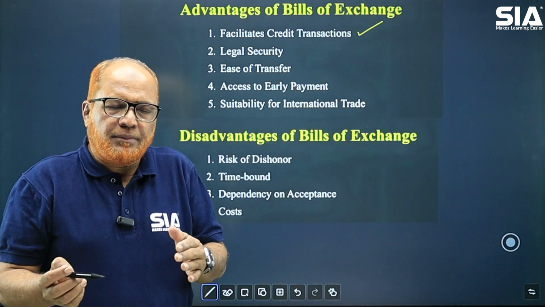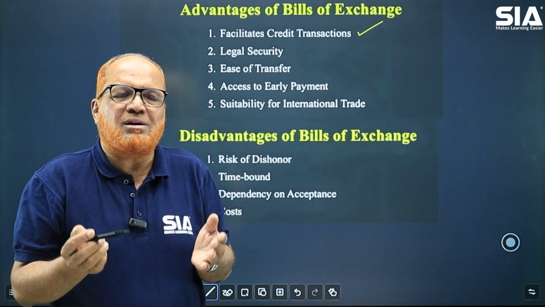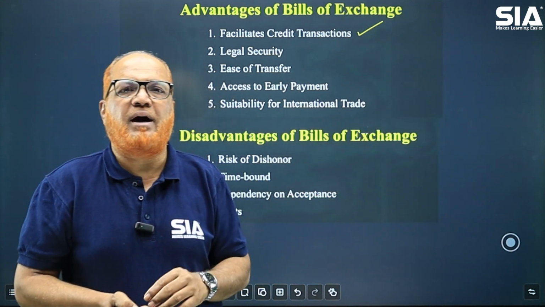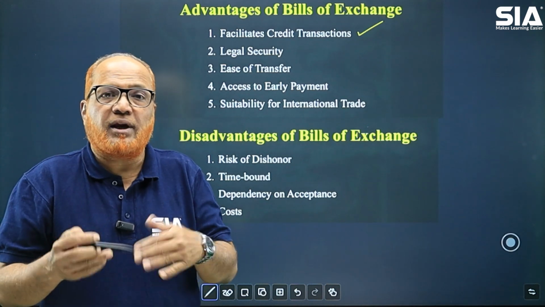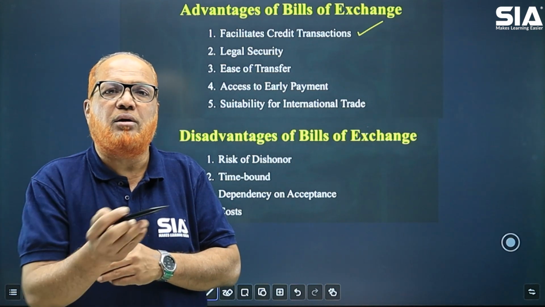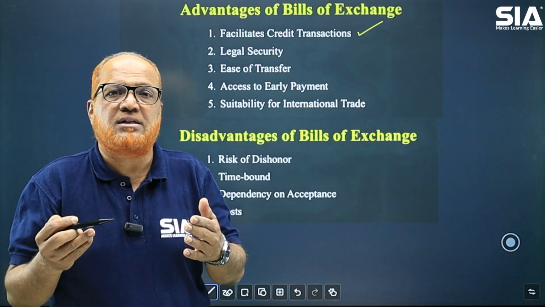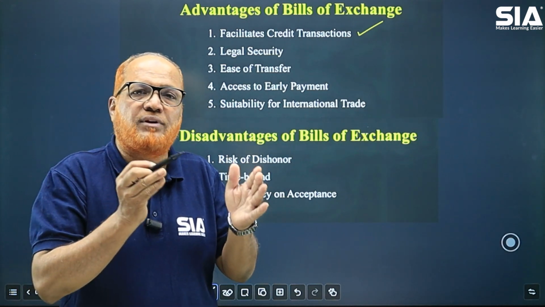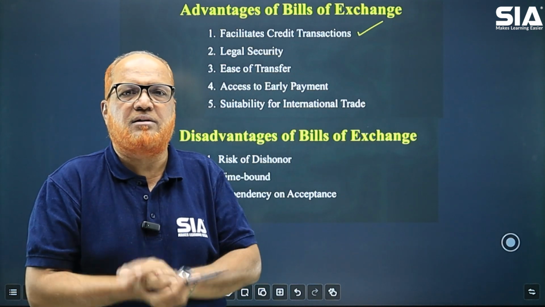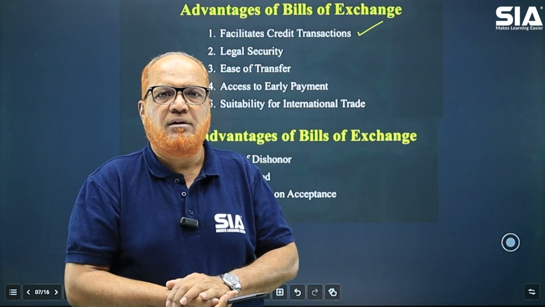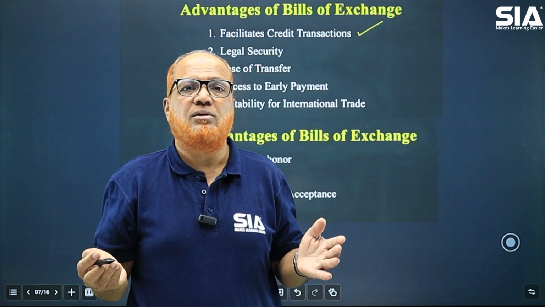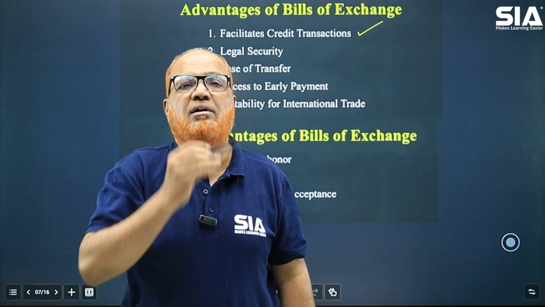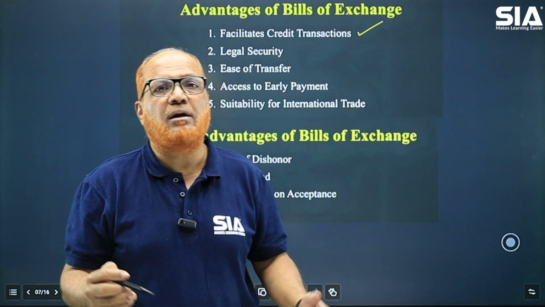So when the seller has sold the goods, he wants some assurance that the amount will be paid by the buyer on time. For getting that, a bill is drawn. So it facilitates, it helps the credit transactions of business, of trade, of finance. This is the most important advantage. With the help of bills of exchange, so many credit transactions can be done.